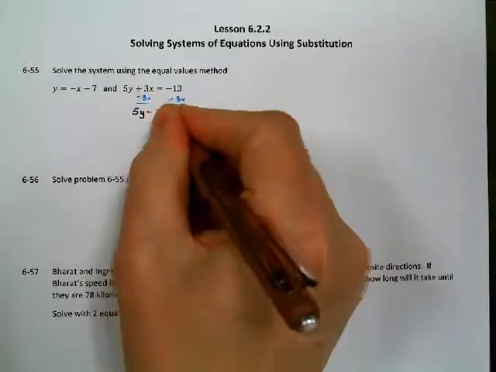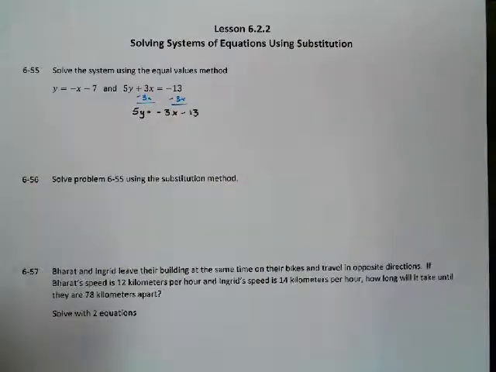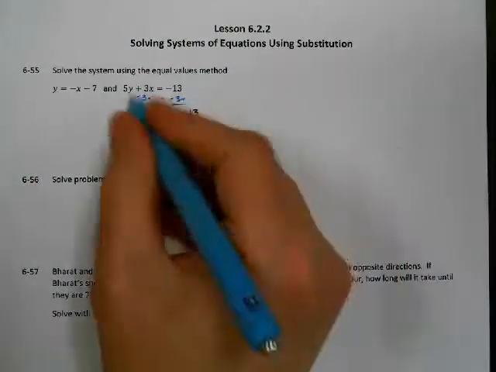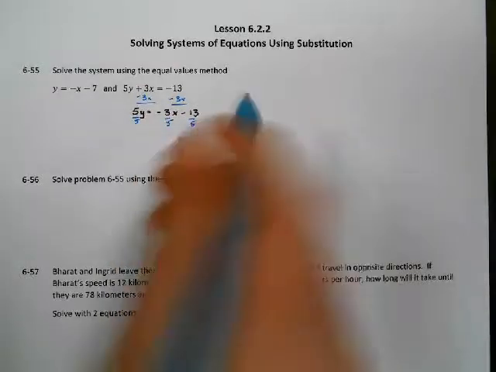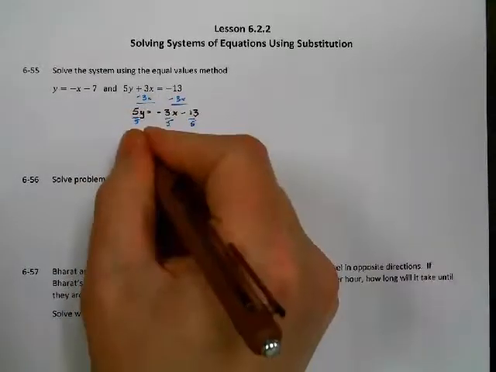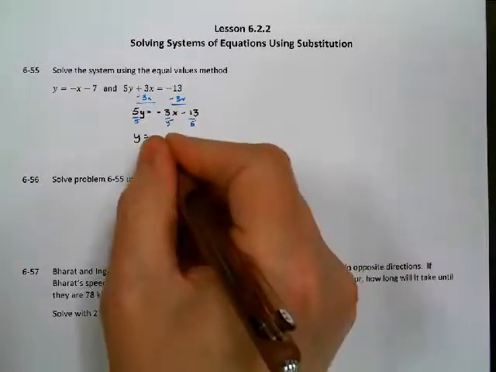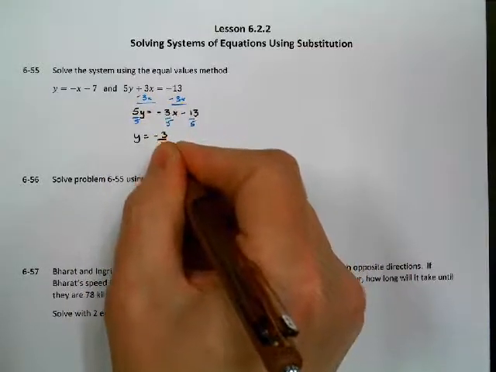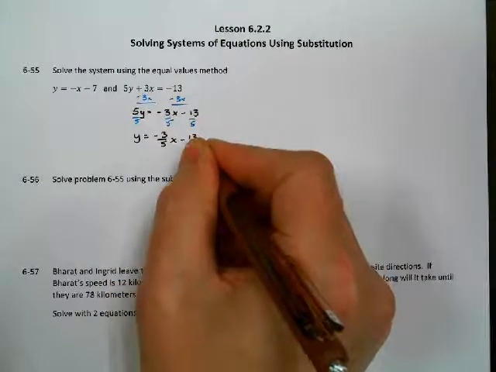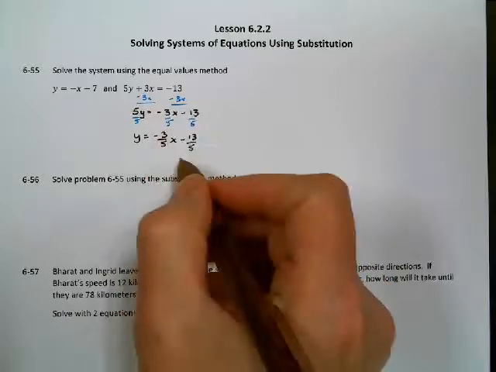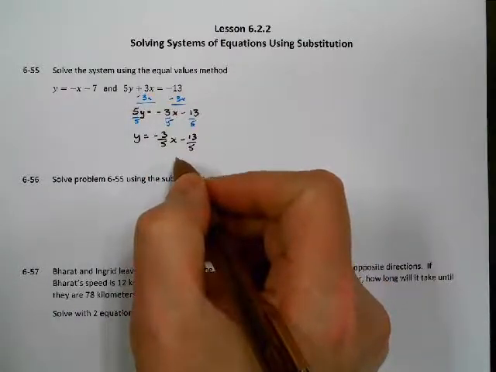So we got negative 3x minus 13. And then I'm going to divide everything by 5. So divide this by 5, this by 5, and this by 5. So I get the value of y is equal to negative 3/5 of x minus 13/5. So we can see here that we've got these kind of ugly fractions, and it's really unnecessary to have these fractions in here.